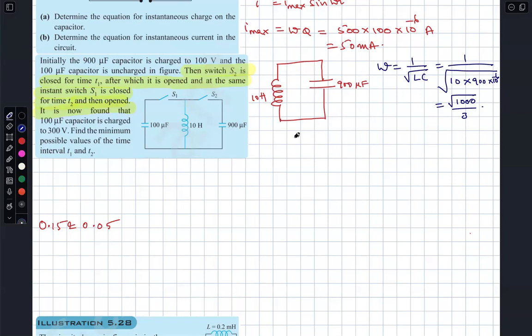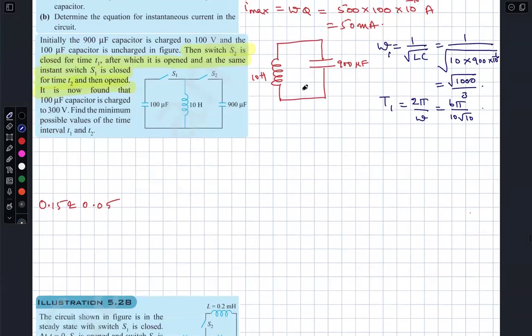May I ask you one question? What is the maximum voltage of this one? What could be the maximum energy stored in this one? Hold on. This is omega 1, and the time period in the first part is 2 pi by omega, which is 6 pi by 10 root 10. Keep this aside.